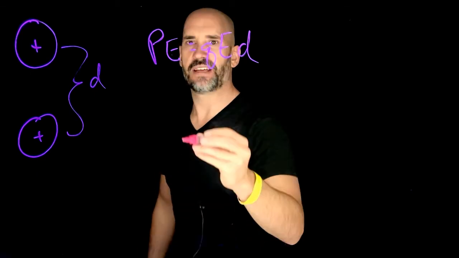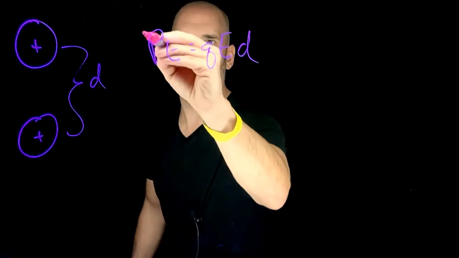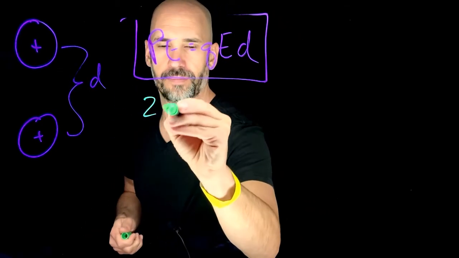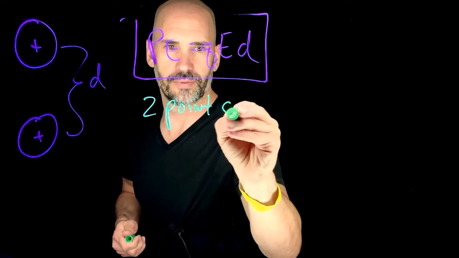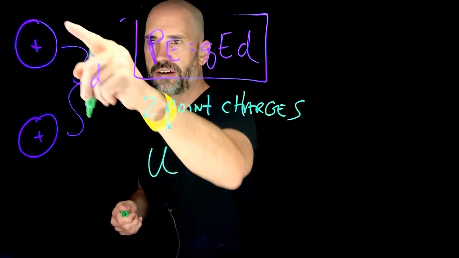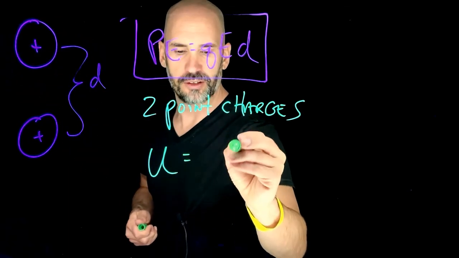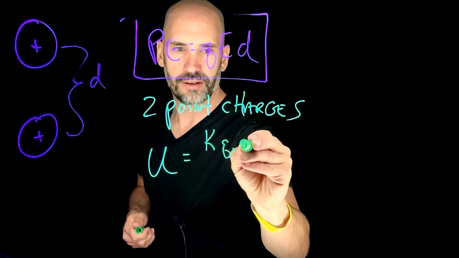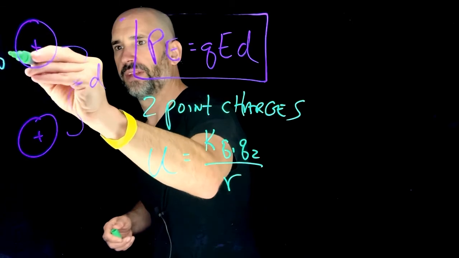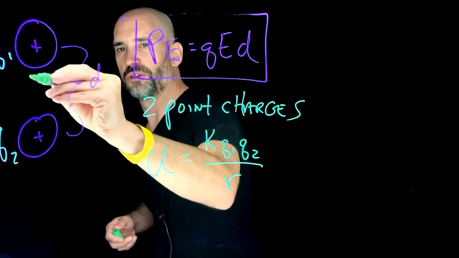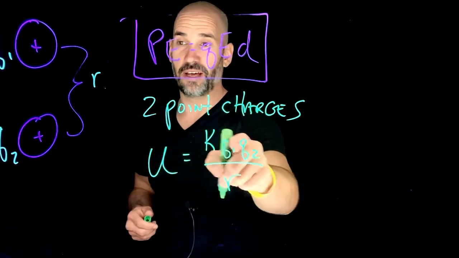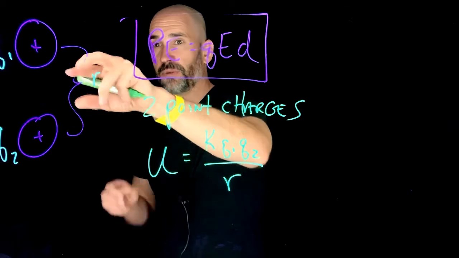And it turns out that that potential energy, so this is always true, but specifically for the case of two point charges, you would say that there is a potential energy in this system equal to K Q1 Q2 over R. So if this is Q1 and this is Q2, and the distance between them is R, then we would say that this is the potential energy stored in this system of two charges.